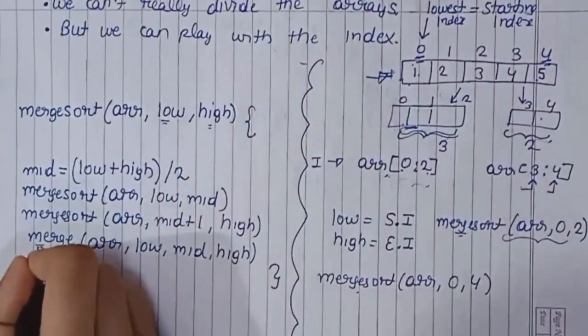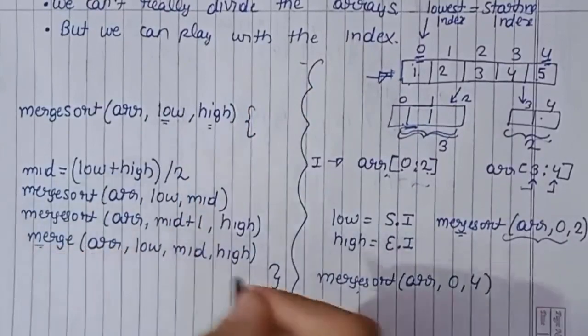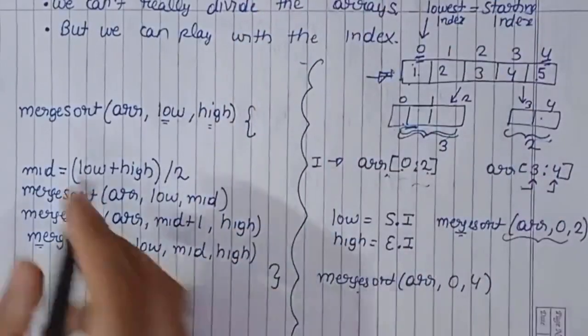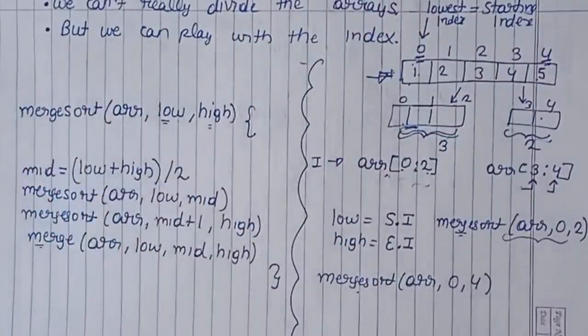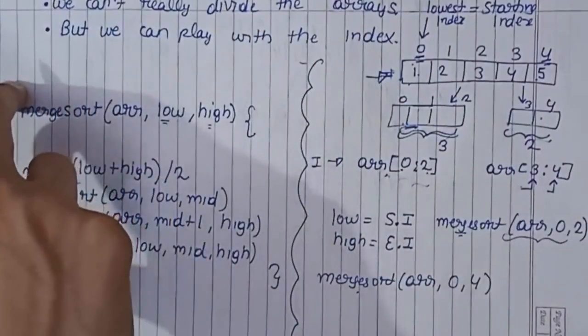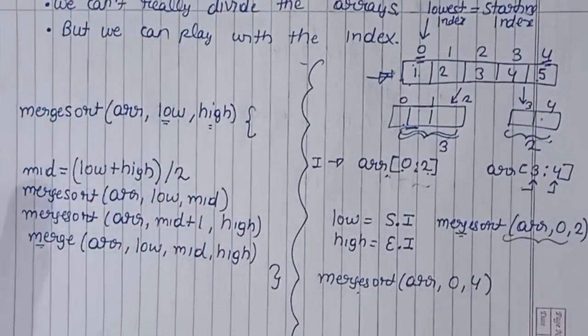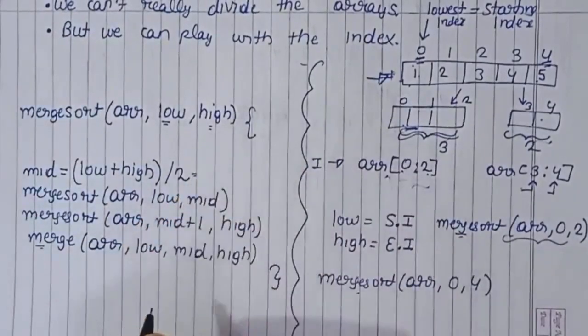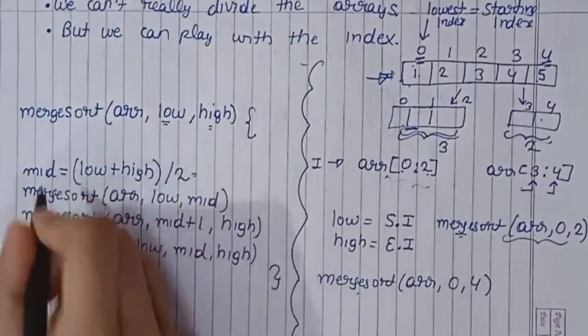So we will talk about the code of the merge procedure later on, after discussing the pseudocode and dry run for the merge sort algorithm. So first we will focus on the pseudocode of the merge sort algorithm. So what is happening here? Here at this point I am calculating the mid.